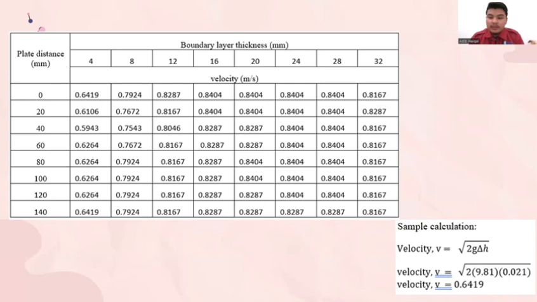We substitute the value, which is v equals square root of 2 times 9.81 times 0.021 equals 0.96419. Then we do this for all the data and we get this table.